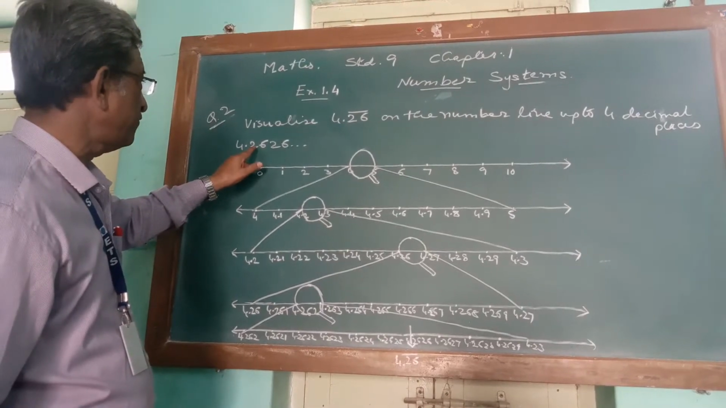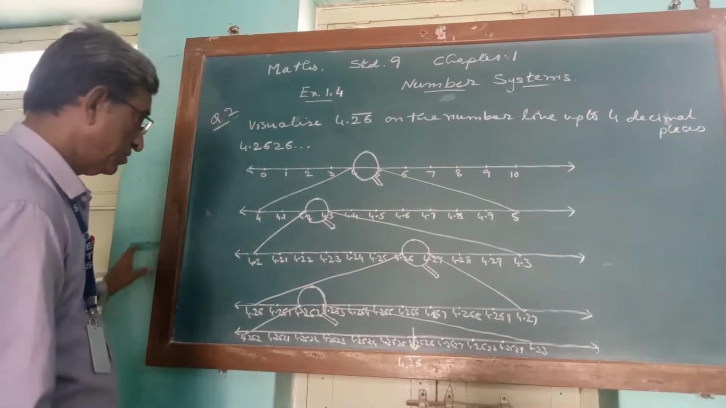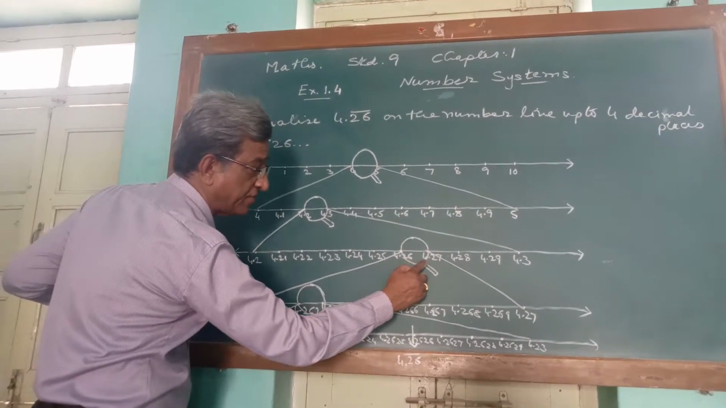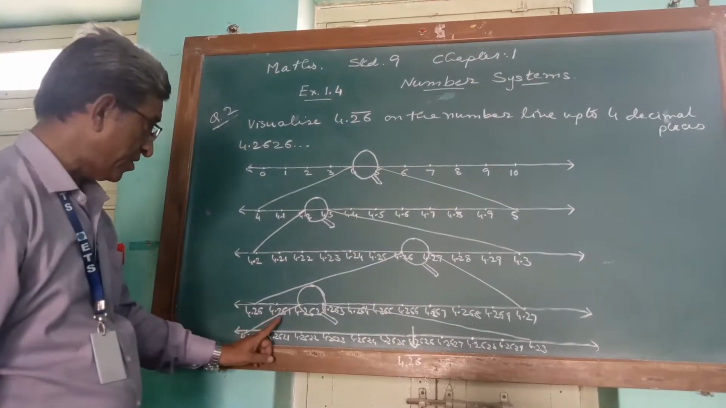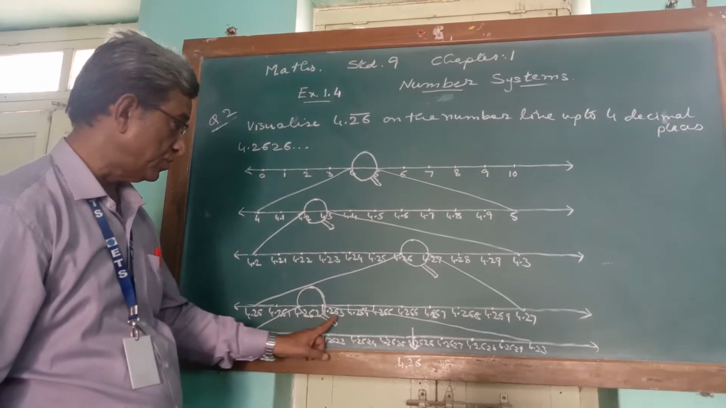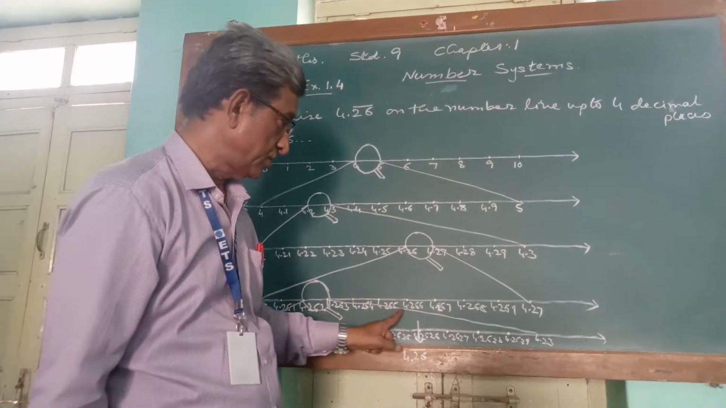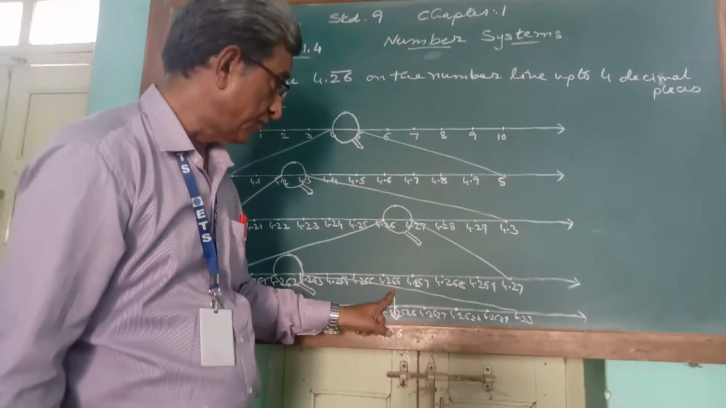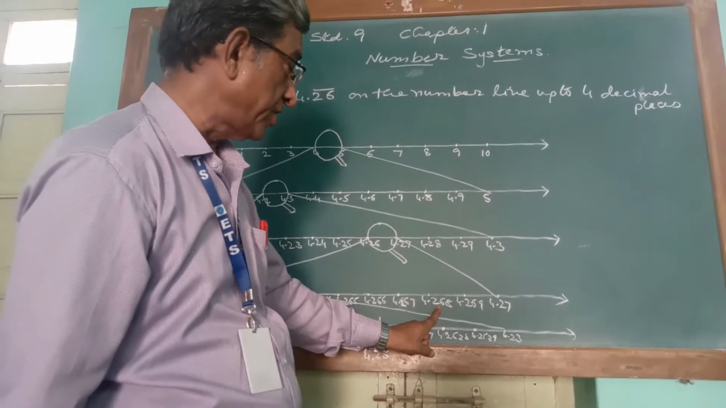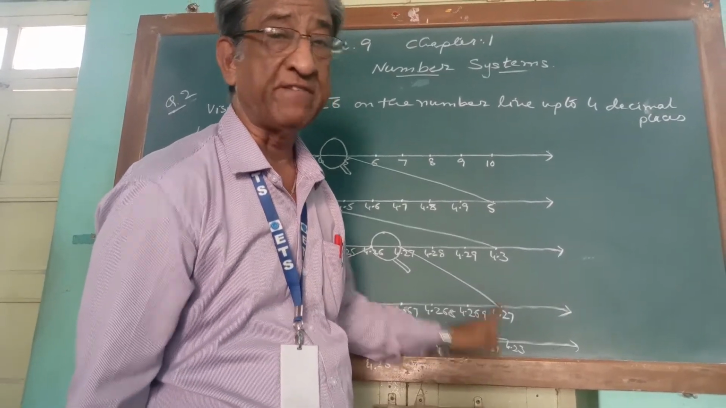Again you have to find out 4.2626. It will lie between 4.26 and 4.27. So 4.261, 4.262, 4.263, 4.264, 4.265, 4.266, 4.267, 4.268, 4.269 and 4.27.